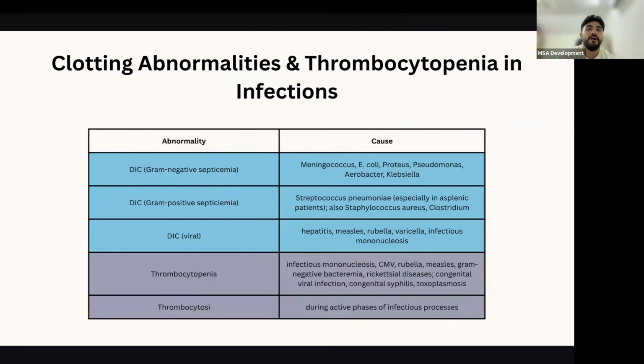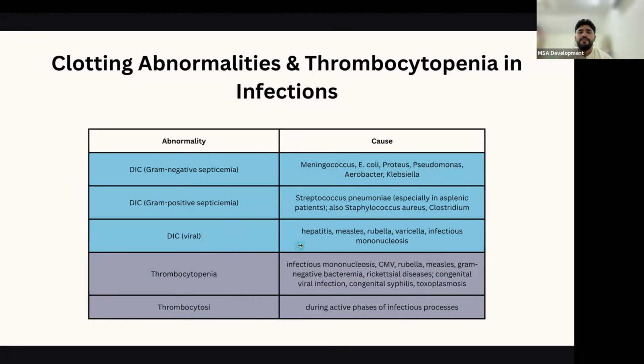Now, clotting abnormalities and thrombocytopenia in infections. So these first three right here are clotting abnormalities. If the patient has DIC, and it was gram-negative septicemia, gram-negative organisms are going to be meningococcus, E. coli, Proteus, Pseudomonas. Just be familiar with the names. Then you have the gram-positive ones again; just be familiar with them. It could also be viral, due to hepatitis, measles, rubella, infectious mononucleosis. So there's a pattern that you need to follow with what kind of abnormality these organisms carry.